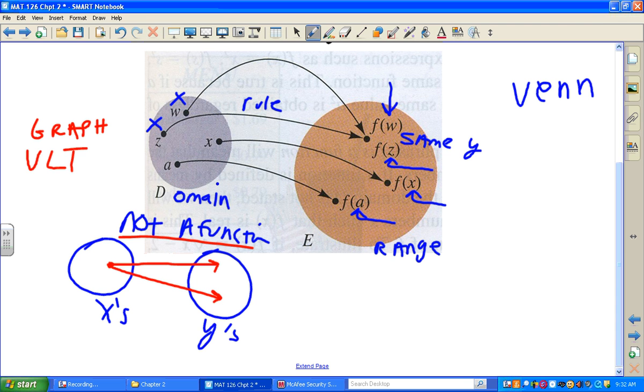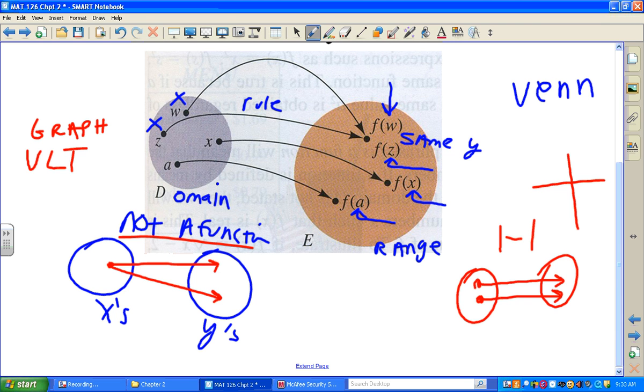There's a vertical line test, so there must be a horizontal line test. That means it's a one-to-one function. A horizontal line test means one x per one y. No, two y's can be used. An example of a one-to-one function is a cubic. It passes both the vertical and the horizontal line test. It doesn't intersect the graph twice.